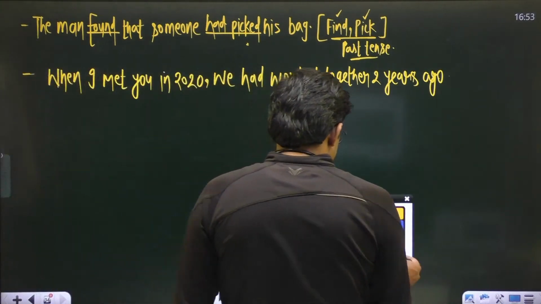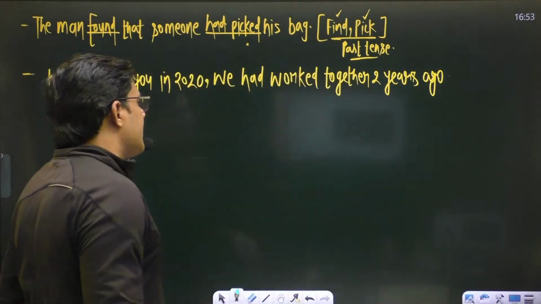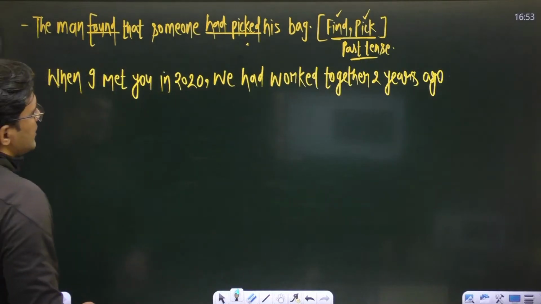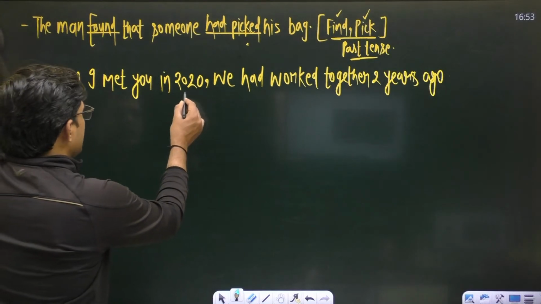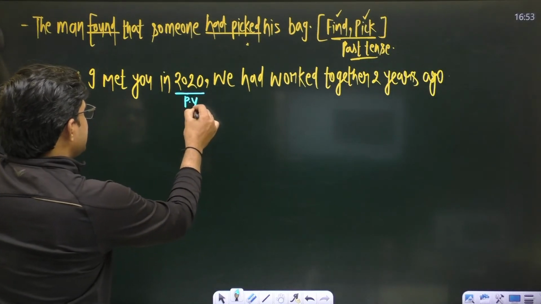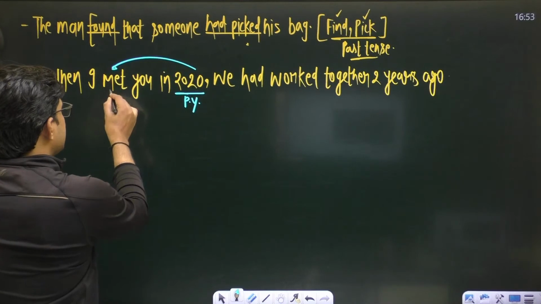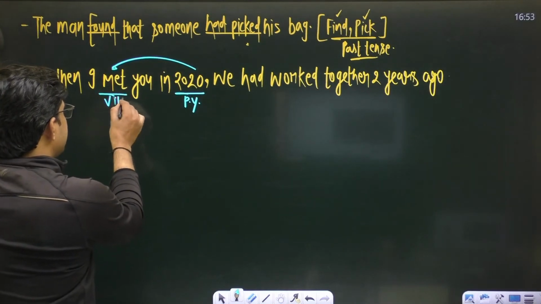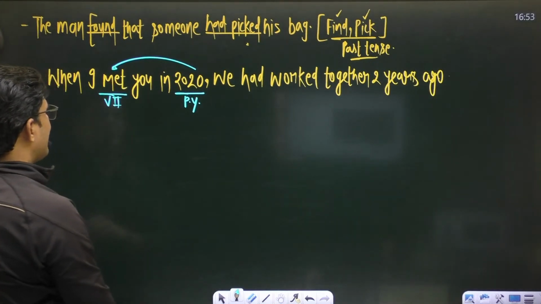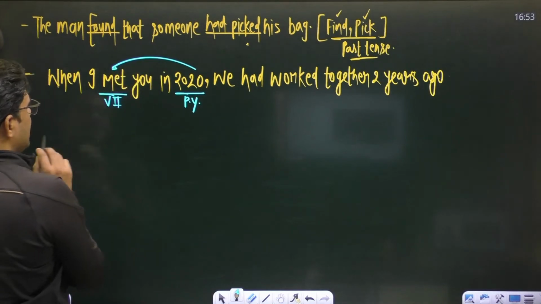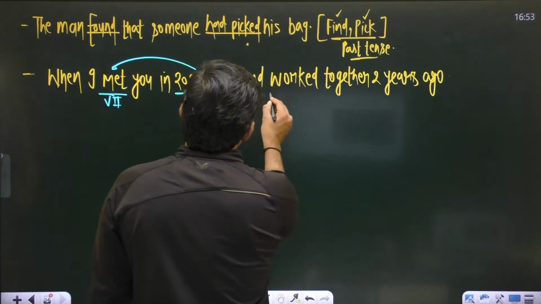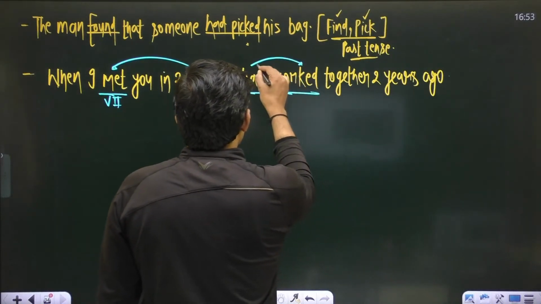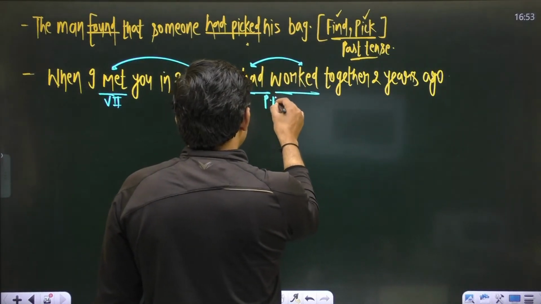Okay, in this sentence, listen carefully. Here you have 2020. This one is a past year, and to denote a past year we always use past indefinite tense. So already you have the second form of the verb meet. Now you have a past perfect tense, which is had plus v3.